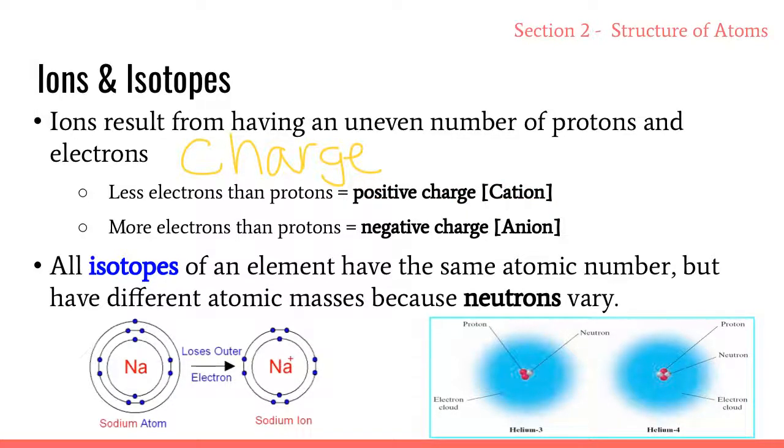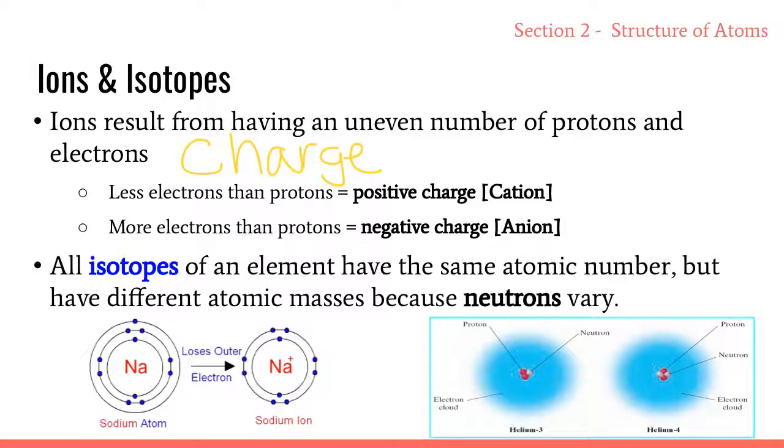I like to think of it as cats have paws, so they're positive. Get it? Sometimes we also have atoms that have more electrons than protons, and these are negative charges. So that's called the anion. I like to think of this as a negative ion. If you can keep those two together, cations are positive, anions are a negative ion.